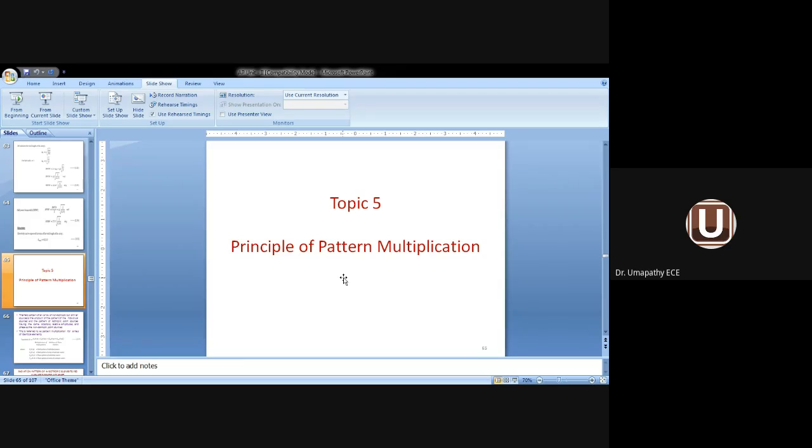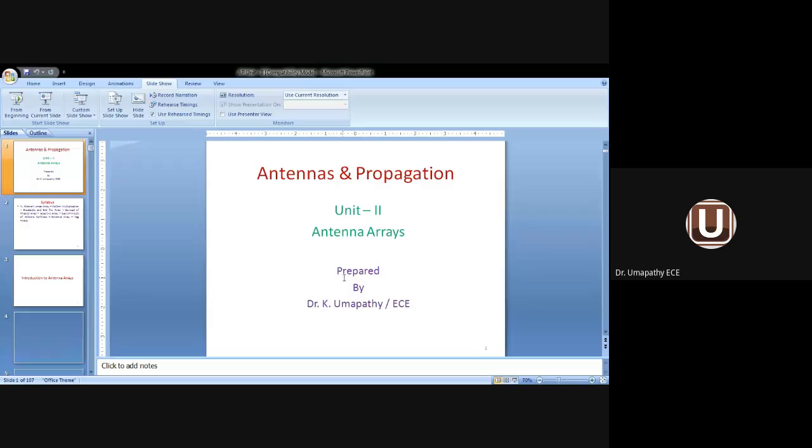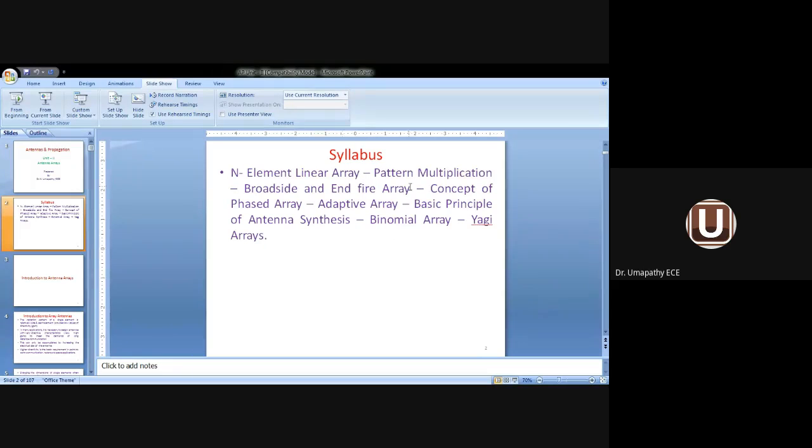Let us have a look at the syllabus. So n element linear array, pattern multiplication, broadside array, end-fire array is over. So we have 4 topics remaining. Concept of phased array and adaptive array put together comes under one topic. Then the basic principle of antenna synthesis and binomial array comes under one topic. Then Yagi array. So we have 3 more topics to be covered.